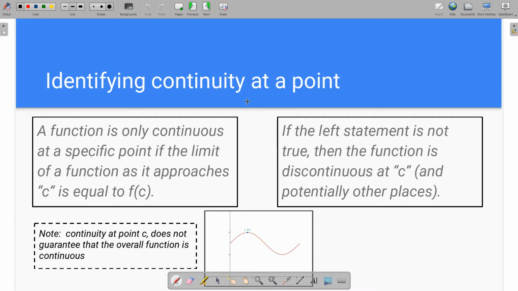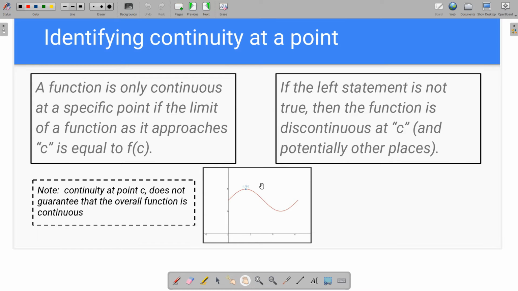So, identifying continuity at a point. A function is only continuous at a specific point if the limit of the function as it approaches c is equal to f of c. So basically, your limits have to be the same on the left-hand and right-hand side, and that actual point needs to be defined. You can see it there: c, comma, f of c is defined. It's a filled-in point, if you want to think about it like that.